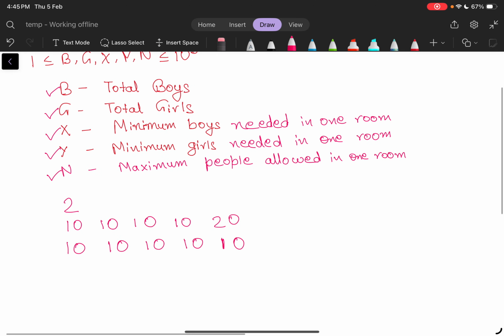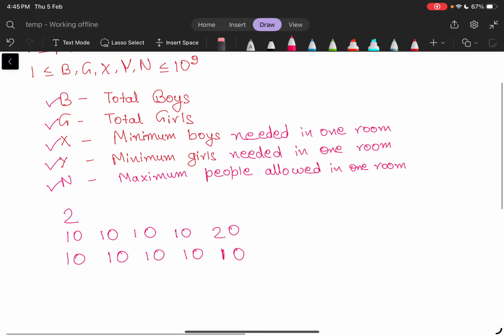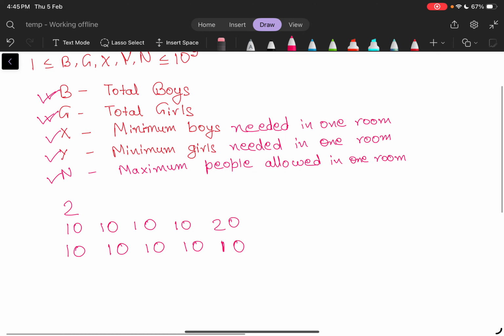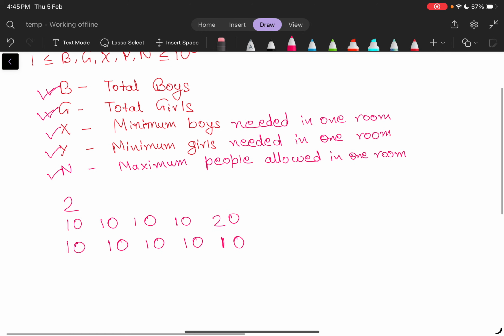So what this question wants from you is to determine the minimum number of rooms required to accommodate all B boys and G girls, while satisfying all the given constraints which we have seen right now. Okay, so let us see the two test cases. By this everything will be clear for you.